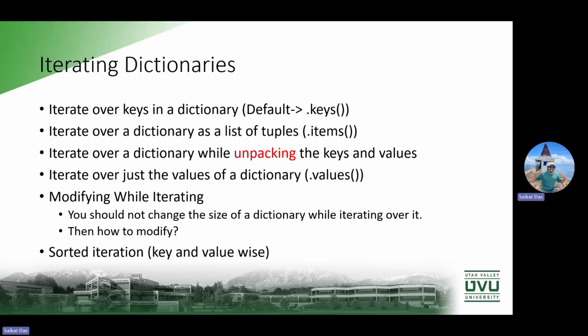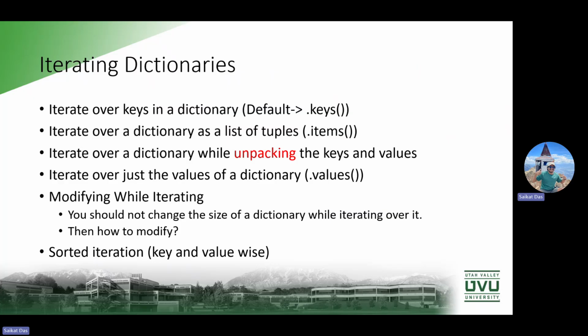Iterating a dictionary, you can iterate through its keys. By default, it is the key. Or you can iterate the dictionary by its items, which has the key and value in a tuple pair. You need to unpack it with the key value, or you can just iterate it by its values with the dot values function.